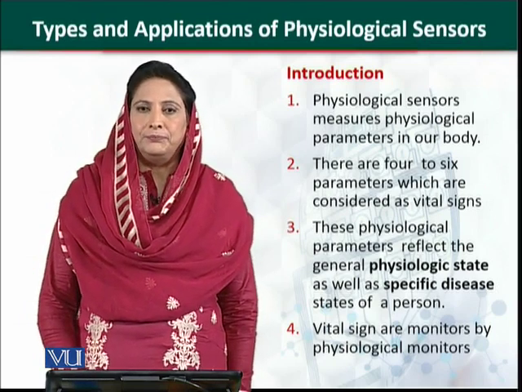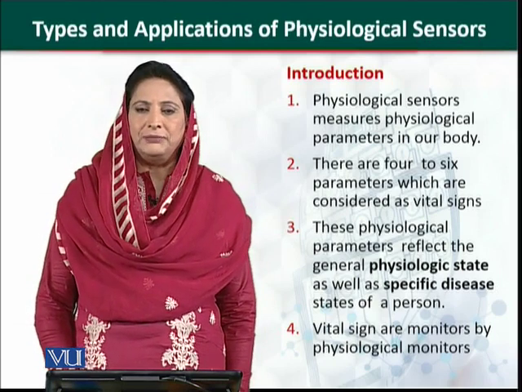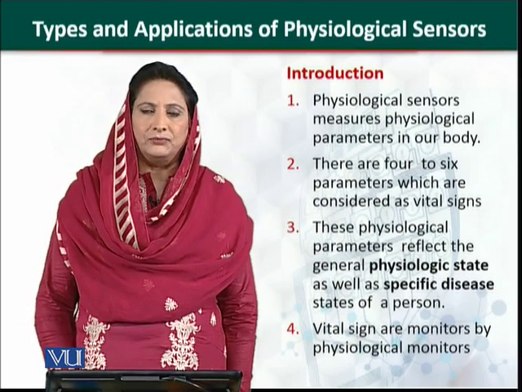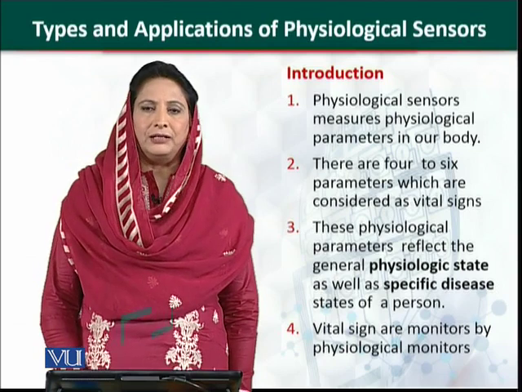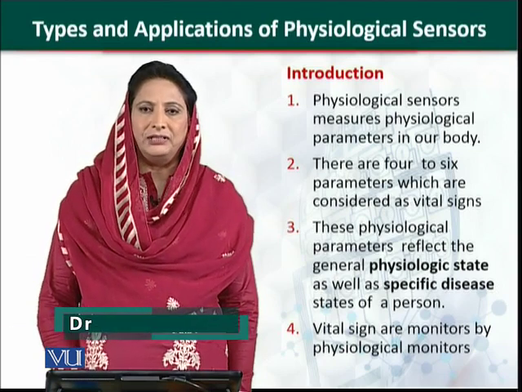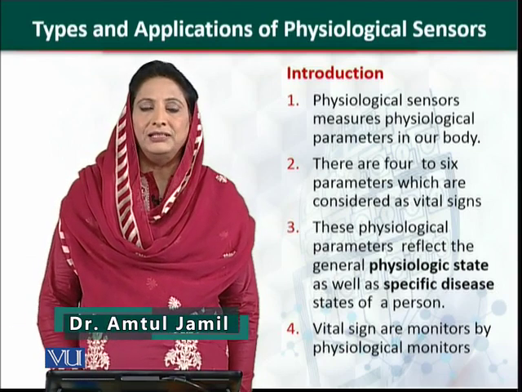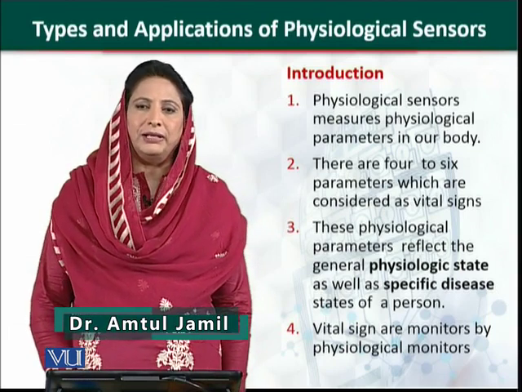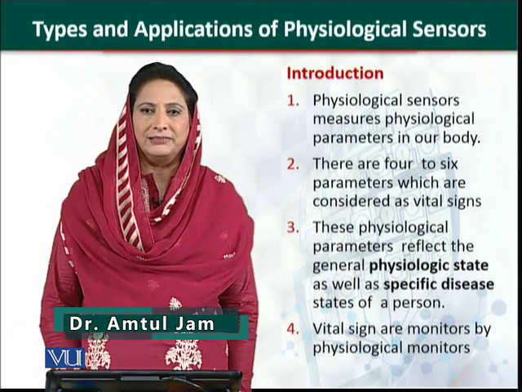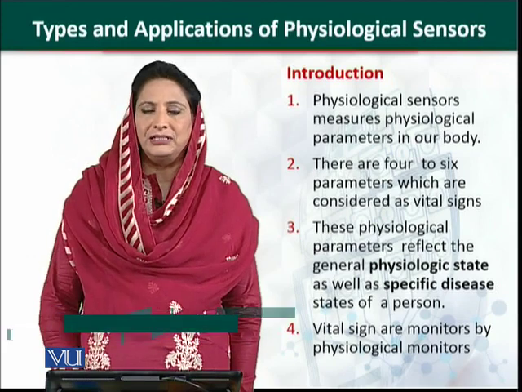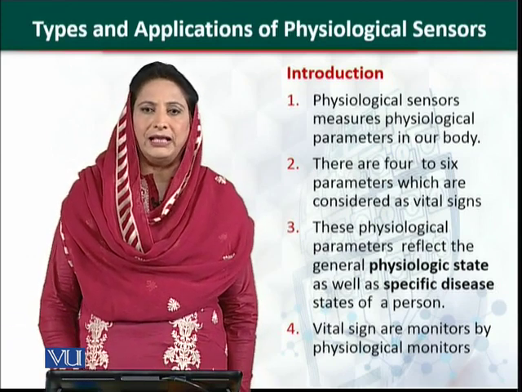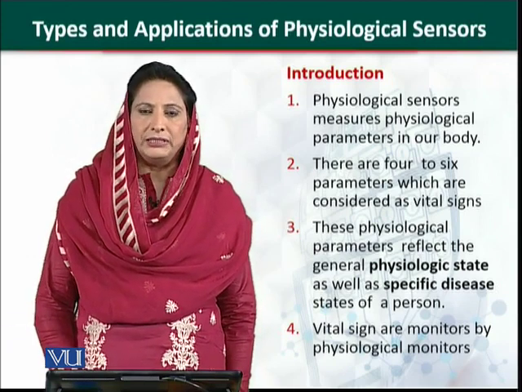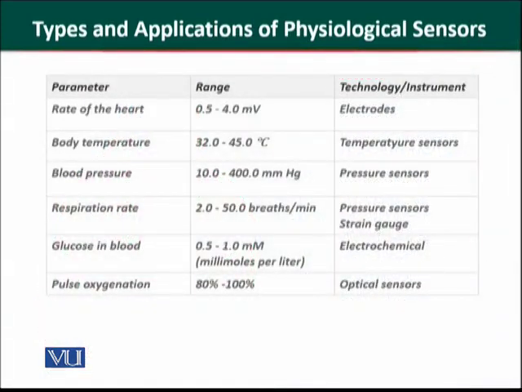These physiological parameters are also known as vital signs. There are about 4 to 6 different types of vital signs. These vital signs are determined by a number of sensors. These sensors, physiological sensors, are also known as physiological monitors. In this table, you can see about 6 vital signs.